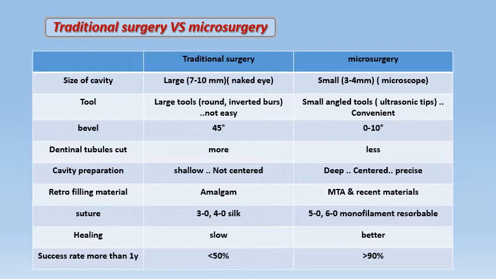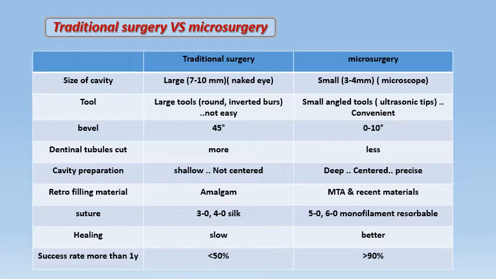As for traditional surgery, the bevel was 45 degrees so that the operator can see the canal and make the preparation. As for microsurgery, it doesn't need a bevel. There is a microscope and angulated instruments, so the bevel is between 0 and 10 degrees. The dentinal tubules are cut more in traditional surgery, and the cavity preparation is very shallow, not centered, with the possibility of perforation as we mentioned before. However, in microsurgery, it's deep, centered, precise, and very clean.